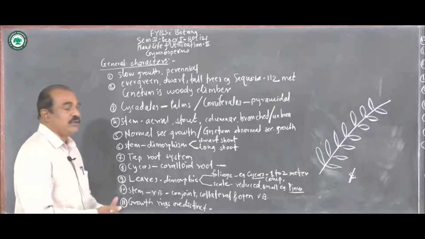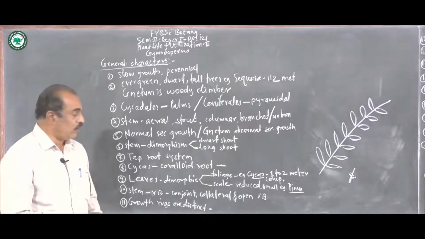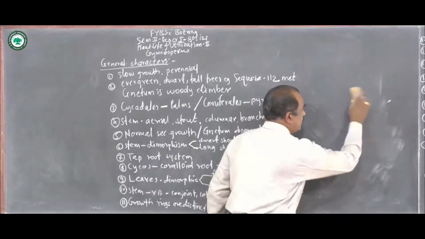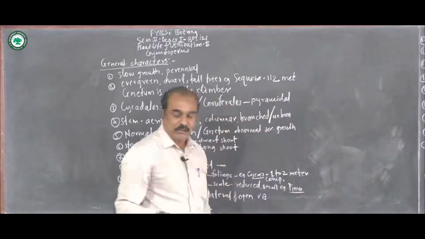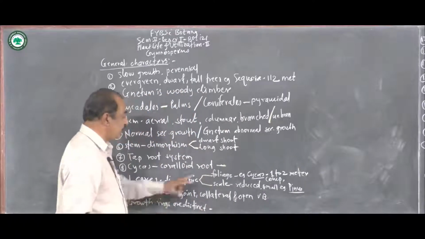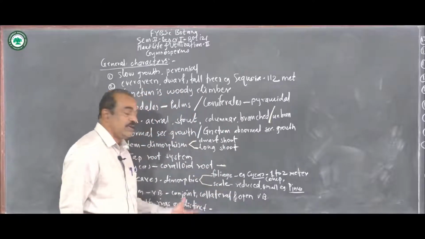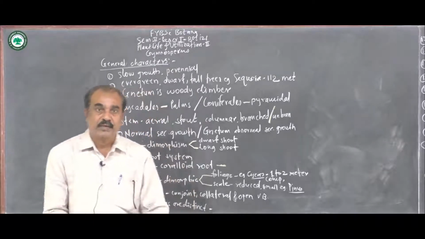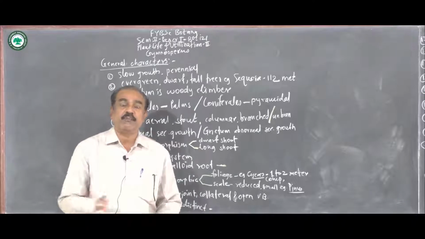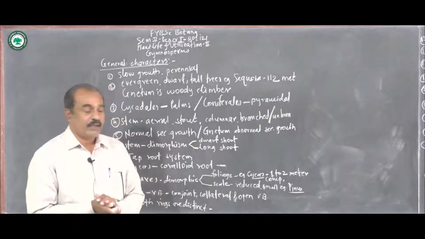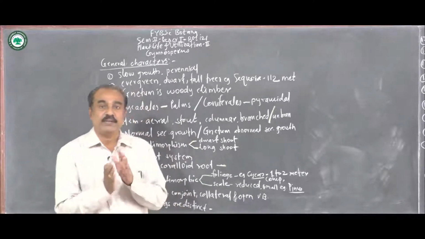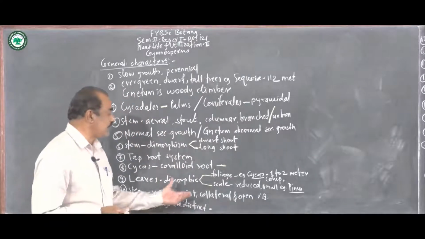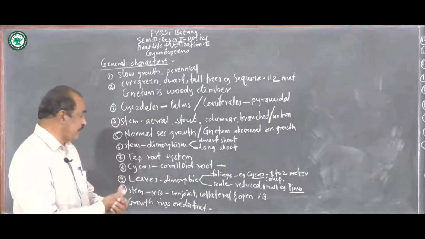Now stem shows the conjoined, collateral and open type of vascular bundle. Now in gymnosperm, vascular bundles are well developed, and they are conjoined, collateral and open. That means conjoined: both the xylem and phloem are developed in one and the same vascular bundle. And collateral: both the xylem and phloem lie side by side. And open: the cambium is present in between xylem and phloem. So such a type of vascular bundle is called conjoined, collateral and open.